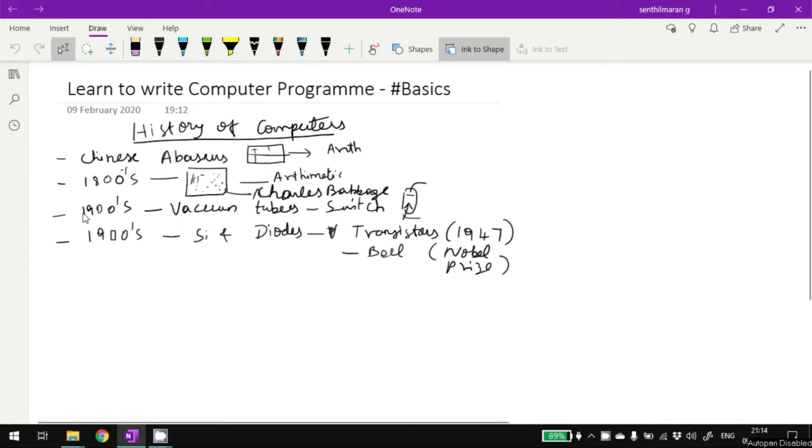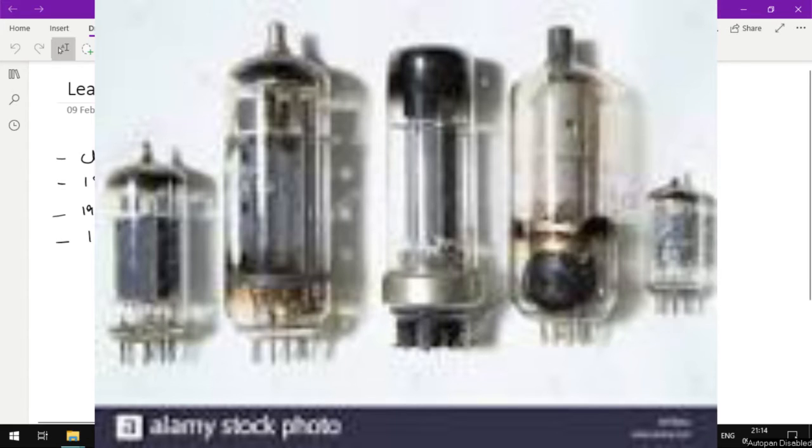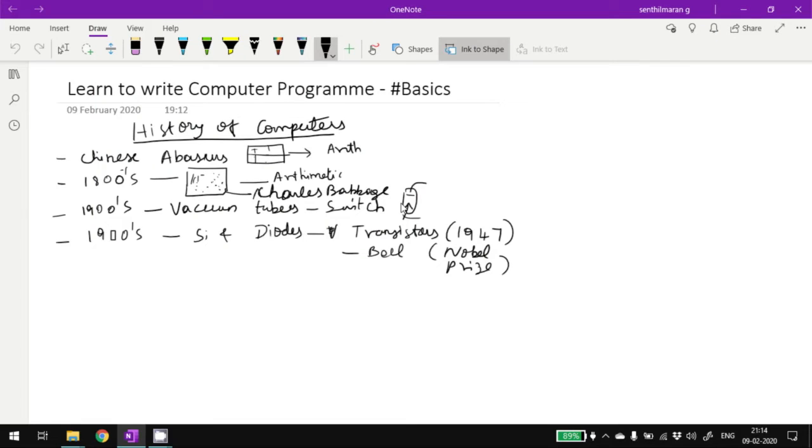In the beginning of the 1900s came the next generation, vacuum tubes. A vacuum tube has an anode and a cathode, and additionally it can have a third electrode in between. It is one of the oldest forms of switches, and this was the beginning of computers using electrical components.